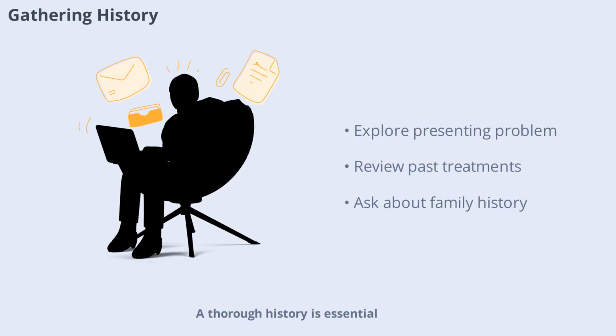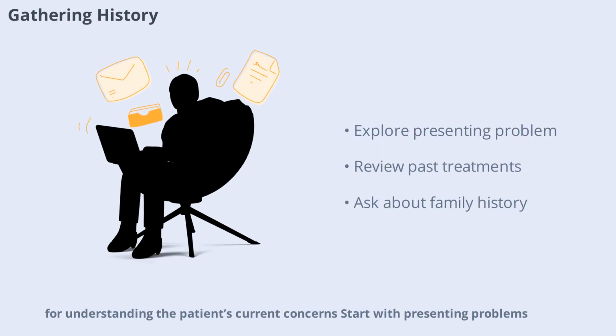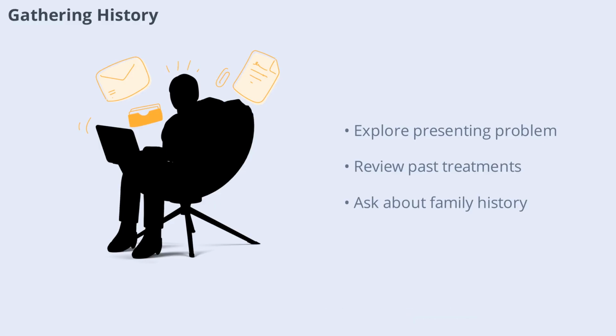A thorough history is essential for understanding the patient's current concerns. Start with presenting problems, then explore psychiatric, medical, family, and social history. Ask about previous treatments, hospitalizations, and any significant life events. This comprehensive approach helps you see the bigger picture and identify patterns or risk factors. Remember, every detail can provide valuable insight into the patient's mental health and guide your next step.